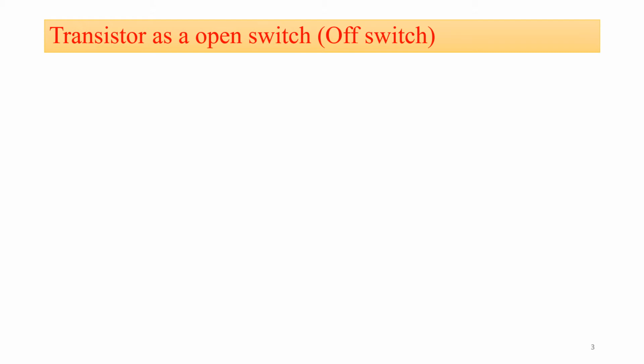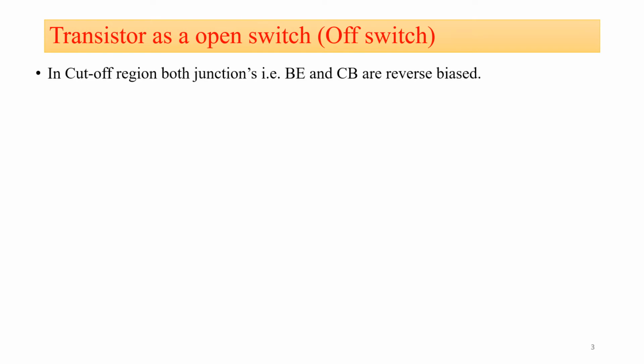Now let's see how to use our transistor as an open switch or off switch. As we know, to use our transistor as an open switch or off switch, we need to bias our transistor in cutoff region. Cutoff region means both the junctions, that is base emitter as well as collector base junction, should be connected in reverse bias. Now let's design the circuit to work our transistor in cutoff region.